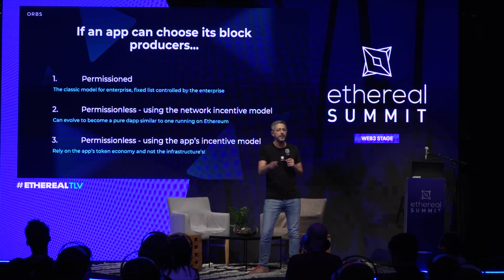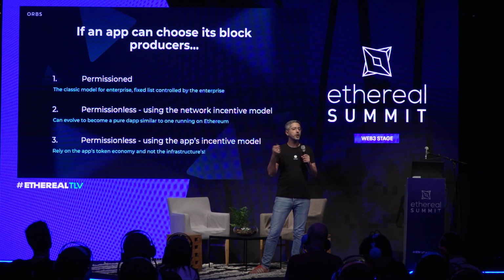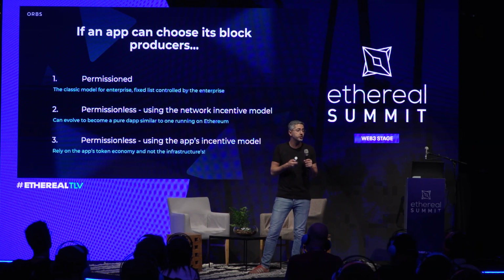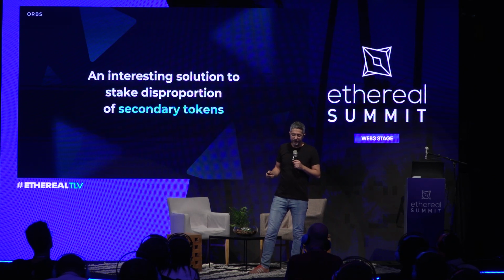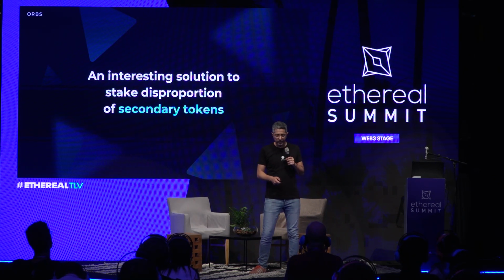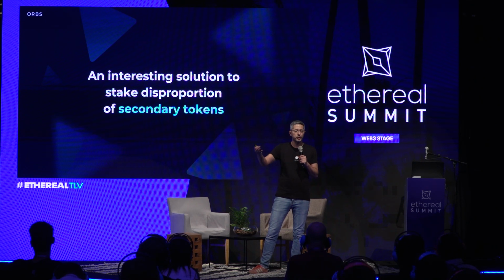And this makes sense sometimes, but sometimes it doesn't. In many cases, apps would want to rely on their own incentive system. They have a token economy, they can use staking to choose their own block producers. And this is pretty exciting. This is a very interesting solution to the stake disproportion of secondary tokens. In the Dapp hype, I talked to many dapps out there just to judge what the customers want. And so many dapps out there didn't really understand that proof of stake doesn't use their token.